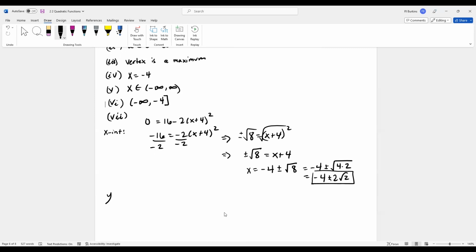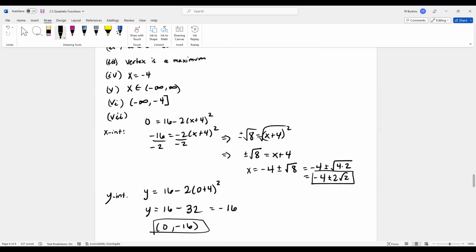All right. If I want my y-intercept, then I need to let x equal 0. So I have y equals 16 minus 2 times 0 plus 4 squared. 4 squared, 16. 2 times 16 is going to be 32. And this is going to result in a negative 16. So my y-intercept is the point 0, negative 16.